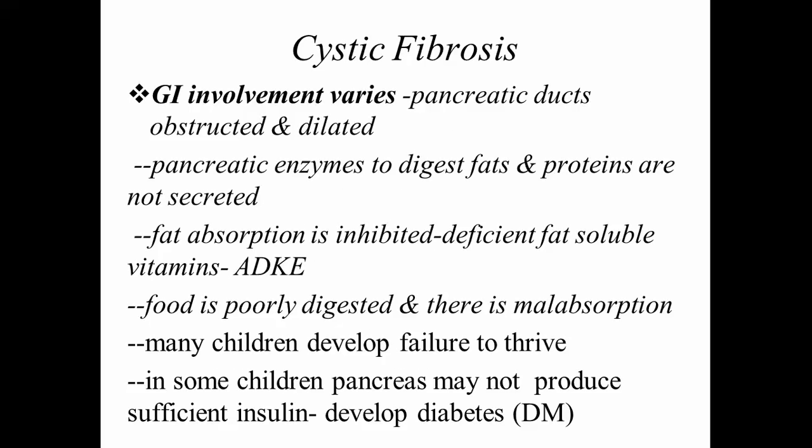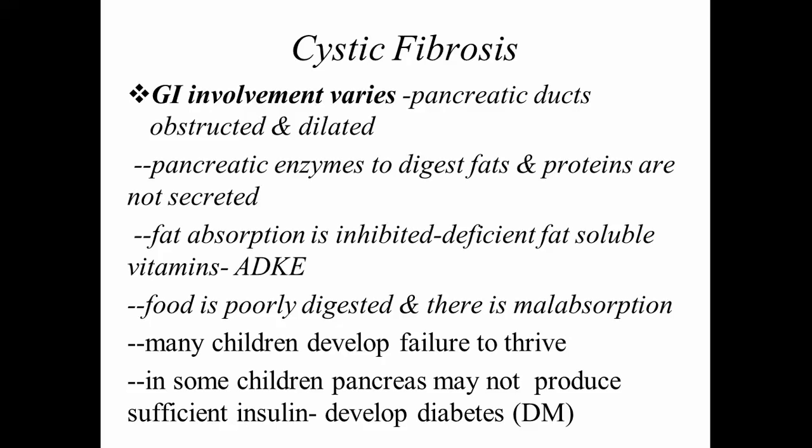Then there's GI involvement, and that really varies among individuals. So with GI involvement, the pancreatic ducts become obstructed and dilated, and they eventually become fibrotic. And when they're fibrotic, it prevents the essential pancreatic enzymes from reaching the duodenum to digest the fats and the proteins.